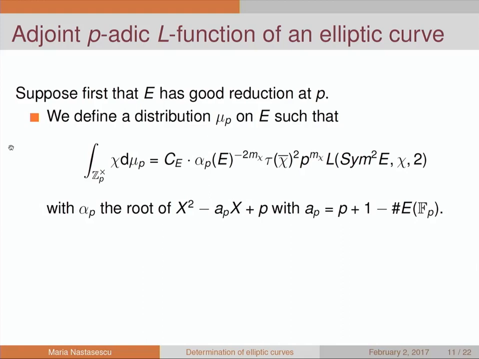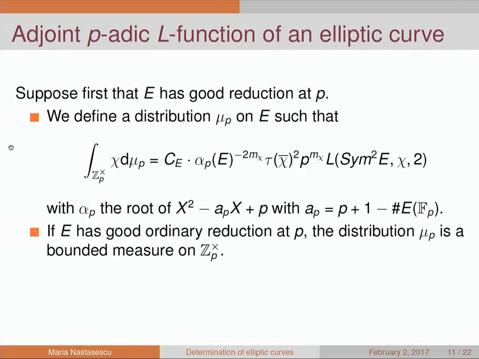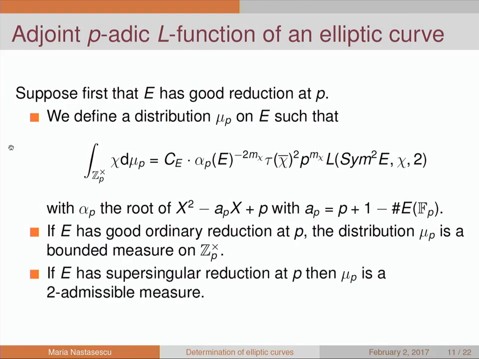So mu P is defined such that the integral of a wild p-adic character chi over Zp star is equal to this. Alpha p, as I said here, is the root of this quadratic polynomial. Tau of chi bar is just the Gauss sum, and here I have some dependence on the conductor of chi, and the symmetric square L function. If E has good ordinary reduction at P, the distribution mu P is a bounded measure. And if E has supersingular reduction at P, then mu P is a two-admissible measure.